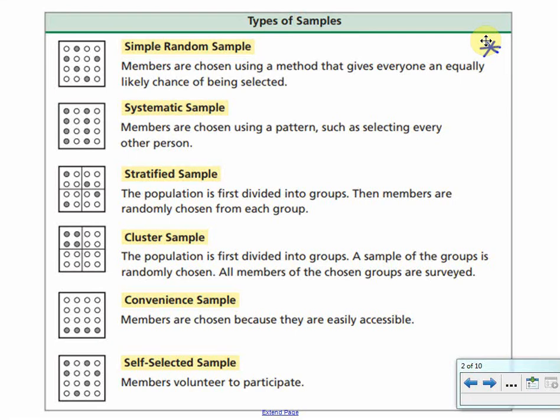So this list really goes from best to worst, because simple random sample is the best because everybody has an equal probability of being selected, and self-selected sample is considered, well, the worst because not everybody has an equal opportunity to participate in your survey.